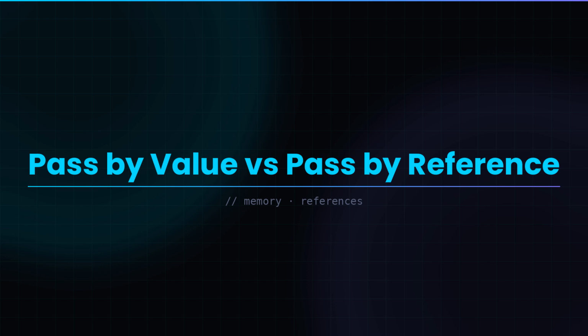When you hand data to a function, does the function receive the value itself, or does it receive a link back to the original? That distinction, pass by value versus pass by reference, is the foundation of how memory works in almost every language you will ever use. Get this wrong and you will write bugs that are genuinely hard to find. Get it right and an entire category of defects disappears from your code forever.